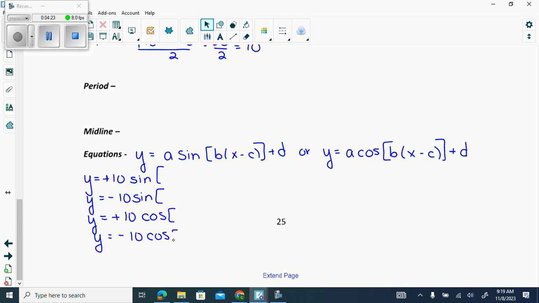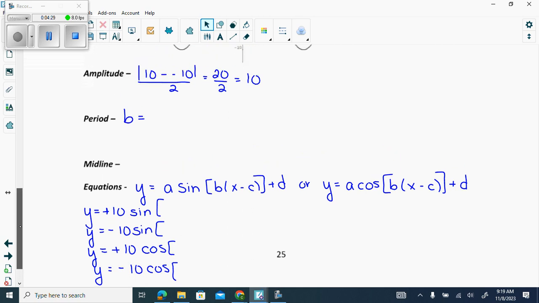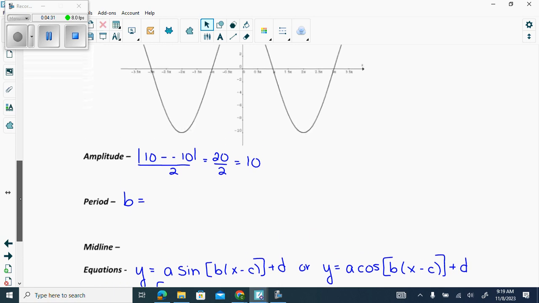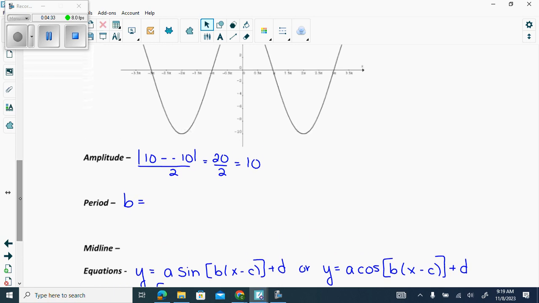Well, we know to get the B, the period, we have to do 2 pi or 360 divided by P. Now we have to decide, is it 2 pi or 360? So I go to my x-axis and I say, they're in pi's, so they're in radians, so it has to be 2 pi divided by P.